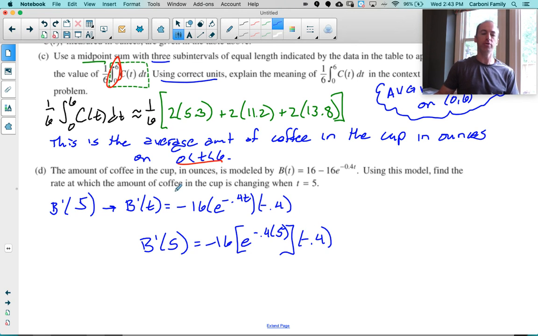And if you want to include units, we found the rate that the amount is changing. So that would be in ounces.